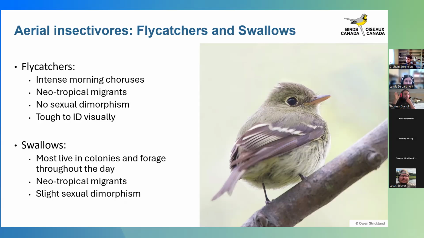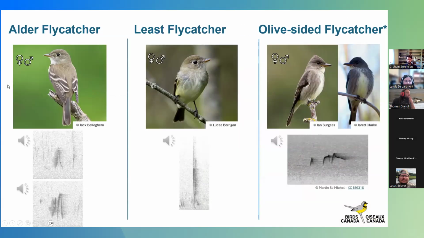And then swallows, most of them live in colonies and forage throughout the day, so you can see them flying around. Barn swallows, cliff swallows, bank swallows, you will often see them in colonies in different habitats, but still the colony size varies by species. They're neotropical migrants too, and there is a slight sexual dimorphism, not often easy to see, but we'll see in the next few slides.